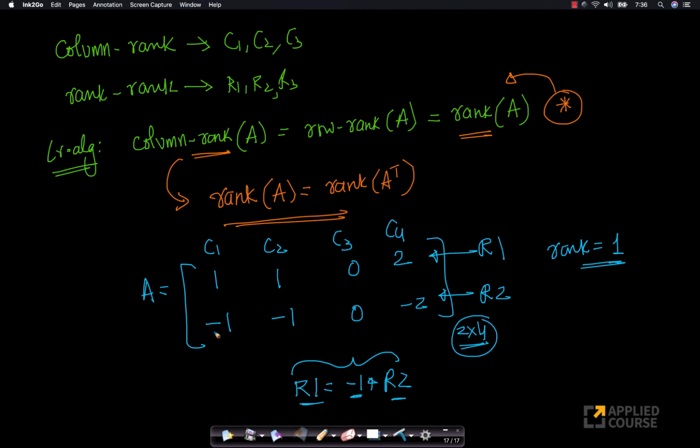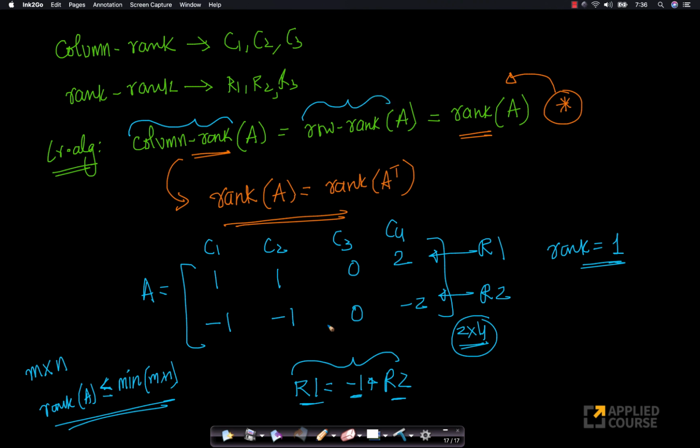Let's look at the number of rows that I have. I have only 2 rows, which means the maximum rank can be 2, even though I have 4 columns. Again, there is a very interesting property which we'll come to later. If you have an m cross n matrix, the rank of this matrix A is less than or equal to the minimum value of m comma n. And this comes because the row rank and column rank are always going to be equal. So now since we have only 2 rows, and row 1 is linearly dependent on row 2, hence the rank of this matrix is 1.